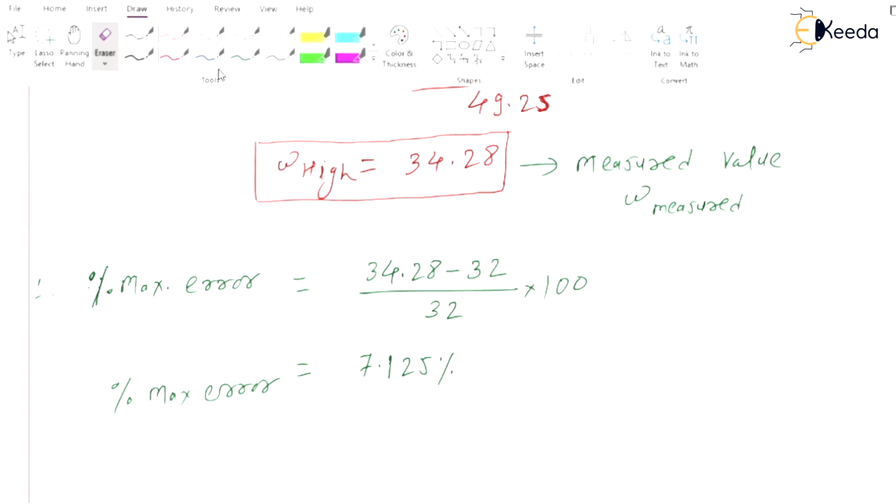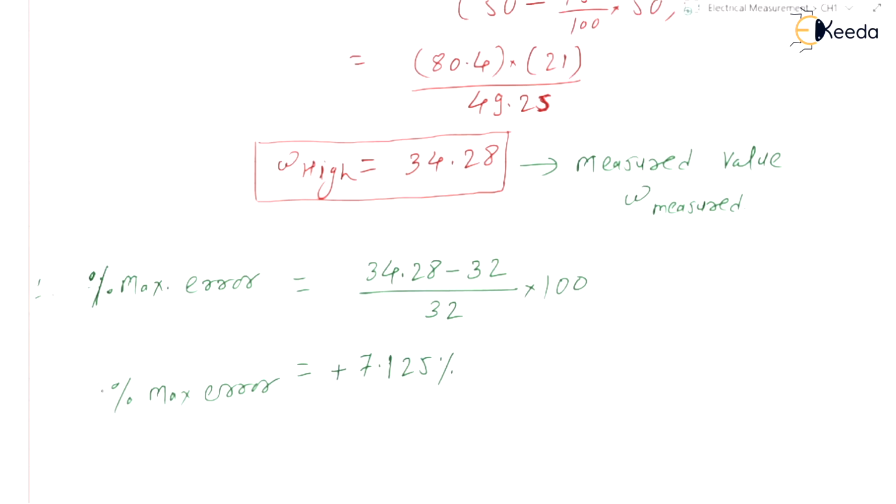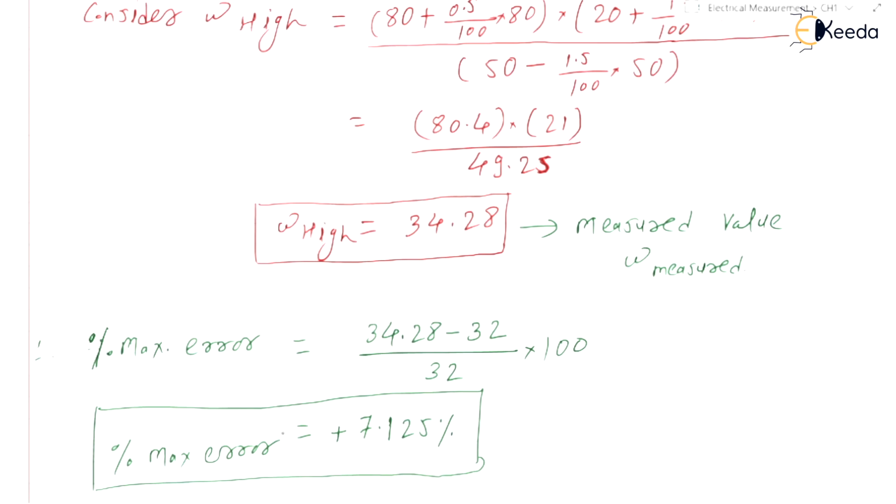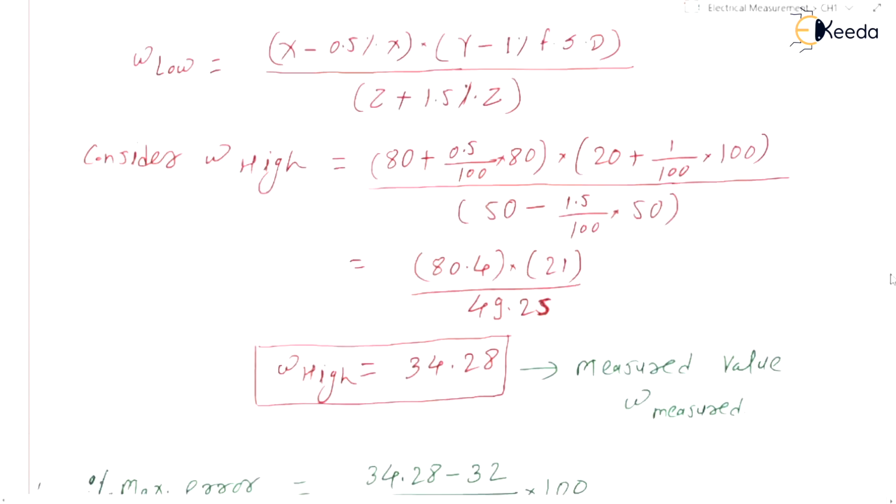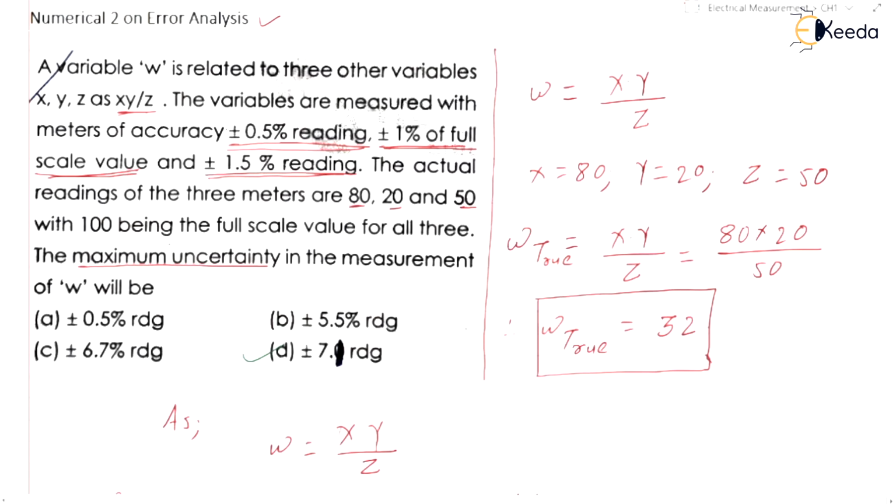Similarly, if we find by considering the w low instead of w high, and from that, if you check the maximum error, again you will be getting minus 7.125. Okay, so final answer is plus or minus 7.125%. Okay, this is the final answer. If you check the options, the correct option is option D. Okay, so this is the example.